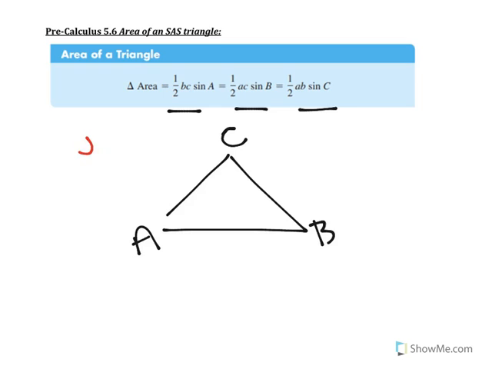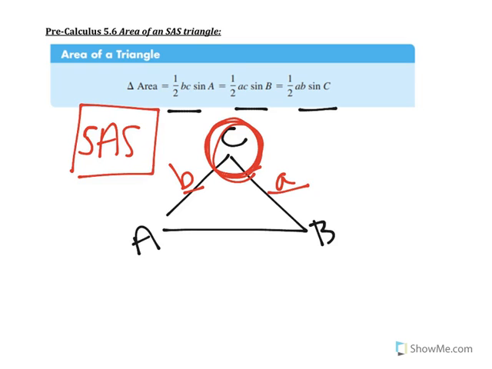In this case, you have to be given an SAS area setup. So I have to be given 2 sides and the angle in between. Say I'm given side B, side A, and angle C. How I'm going to plug in is I'll take 1/2 the 2 sides times the sine of the angle in between, which in this case would be angle C. Now, if I instead use angle A, then I would need side B and side C, and so on and so forth, which is why there are just 3 different formulas. It's the same formula, just depending on which sides and angles you're using. But you need an SAS setup to use SAS area.